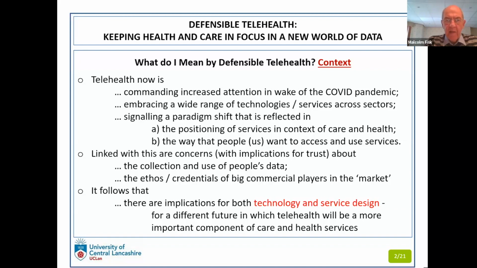Linked with those, obviously, there are some issues, which I'll come on to, about data, people's trust in the use of data, and the ethos of some of the commercial players in the field. This means there are implications not just for service design, which has been emphasized, but also for the design of the technologies themselves and how they are configured.